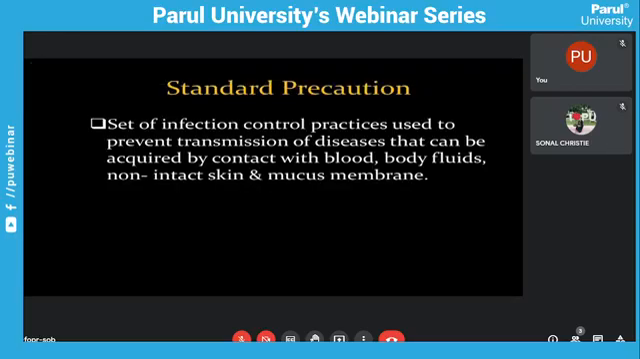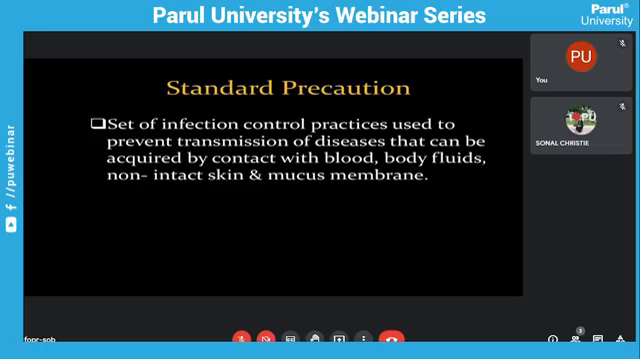First is standard precaution. It is a set of infection control practices used to prevent transmission of disease that can be acquired by contact with blood, body fluid, non-intact skin and mucous membrane. It is a set of infection control activities which are already set. Practitioners are using these activities to stop the spread of infections.